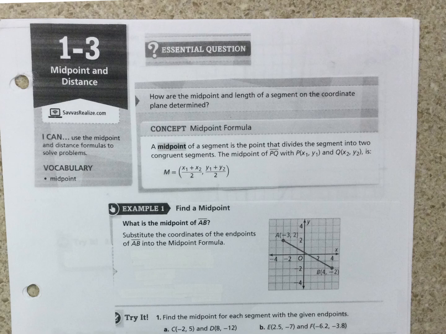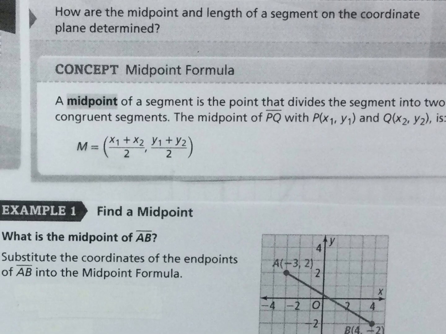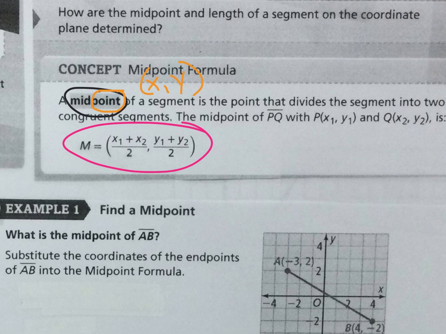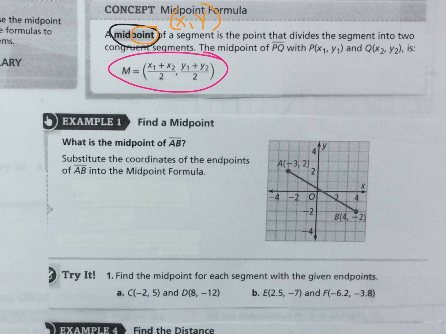As we've talked in class already, this is one midpoint and distance, 1, 3. And midpoint, remember that it's a point. We have to have an x-coordinate and a y-coordinate. So here's the formula. You're adding the x's together, dividing by 2, and adding the y's together and dividing by 2. It's the average of the x's and the average of the y's.